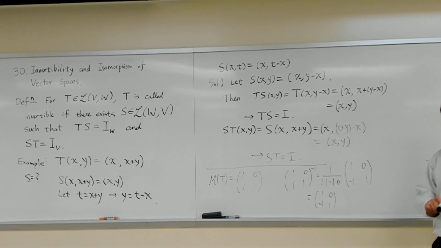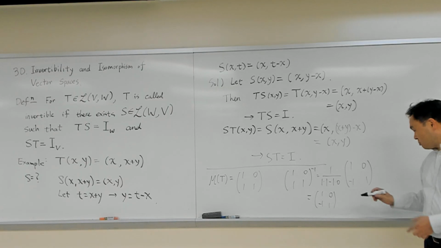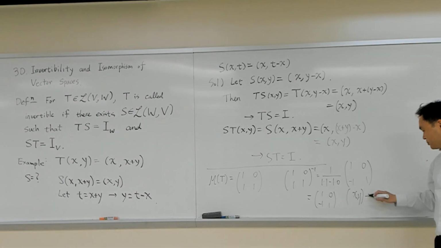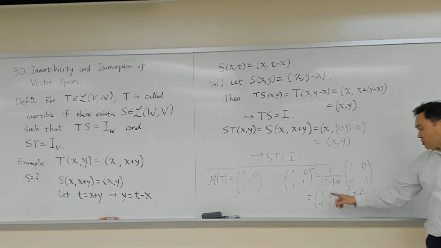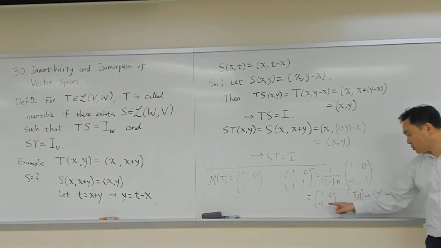Oh, what kind of map does this? Well, it must be (x, y) that gets sent to (x, negative 1 times x plus y), right? Because the values are 1, 0, negative 1, 1, right?